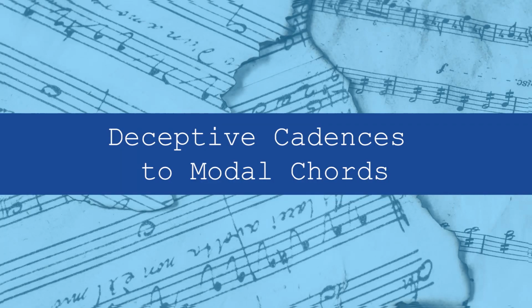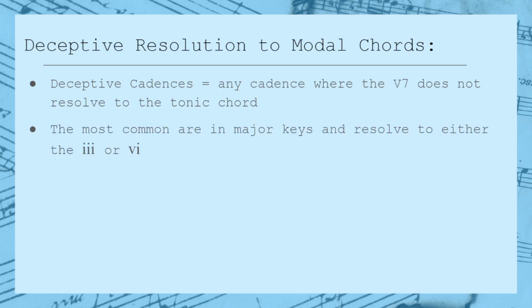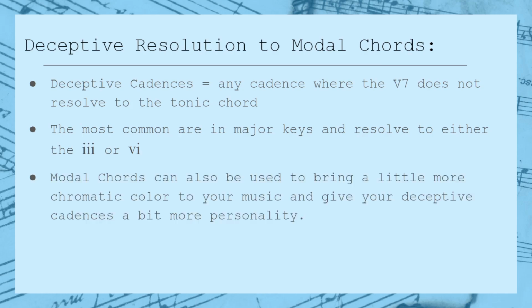Let's talk about deceptive cadences. A few videos back in the series, we talked about how deceptive cadences can be used to end a chord progression without reducing any of the energy in your music. The most common types of deceptive cadences follow the 5 dominant 7 chord with either a minor 3rd chord or a minor 6th chord. However, these aren't the only options available when working in a major key.